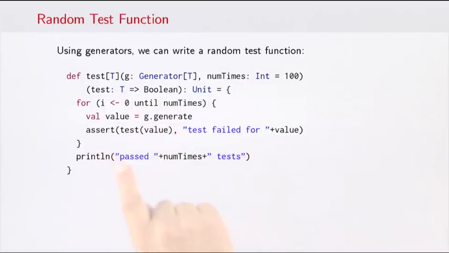And what it would do then is, for i from 0 to number of times, generate a random value and then assert that the test function returns true, and if not, we will give you this assertion error. If everything goes well, then it would print that we have passed the number of times test.